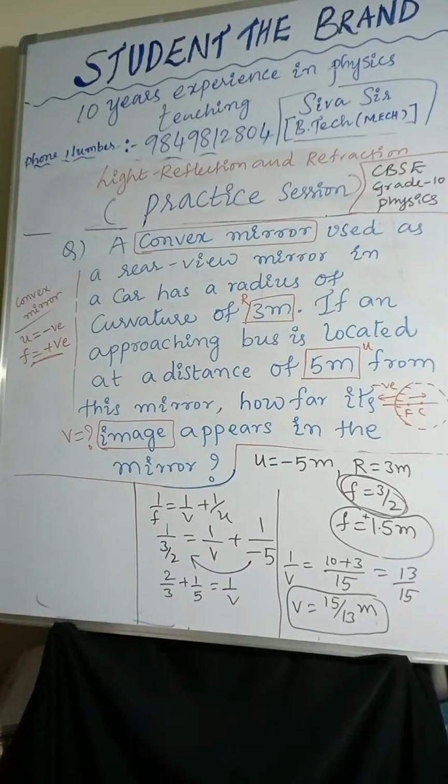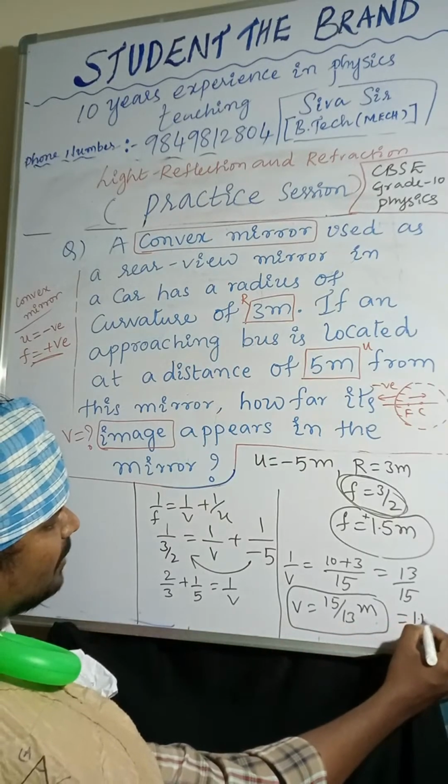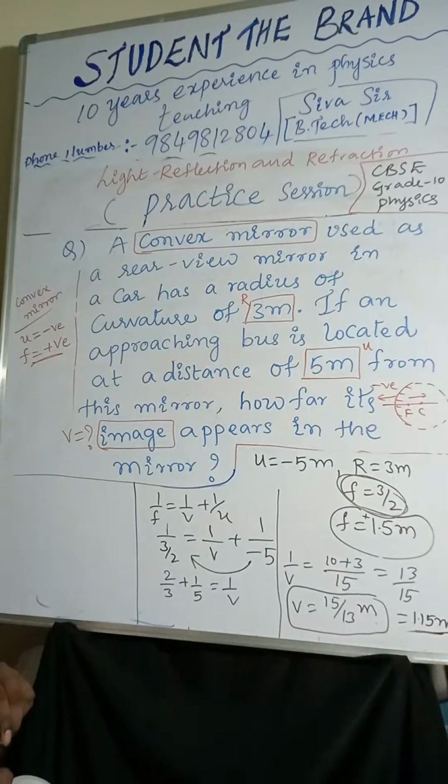Is it clear? If you have any concern, so Pranjal, is it clear? Answer is 15 by 13, that is 1.15. Answer is 1.15. V is, if you solve still, you will get 1.15 meter. Is it clear? Do you have any doubts? If you don't have, at least I got it, sir. Yes, sir. Like that, if you say, I can go to the next problem.